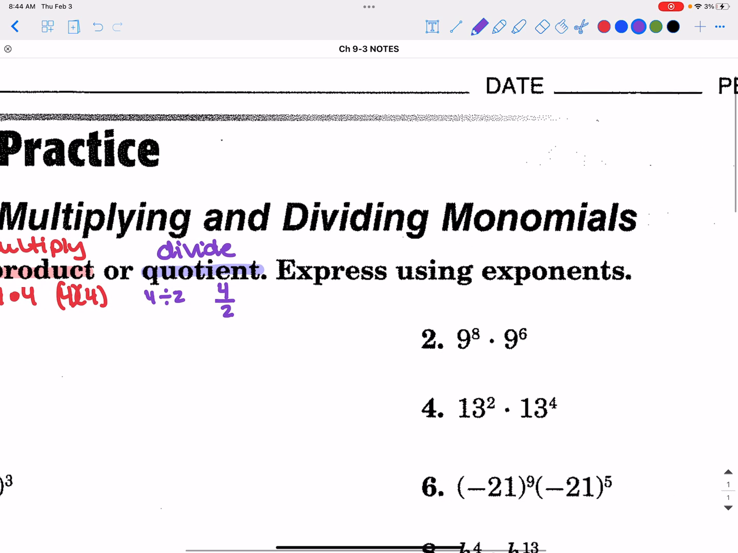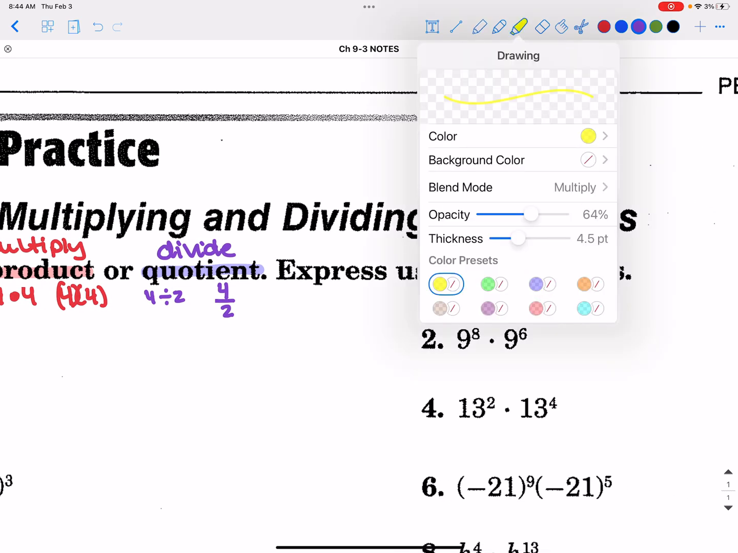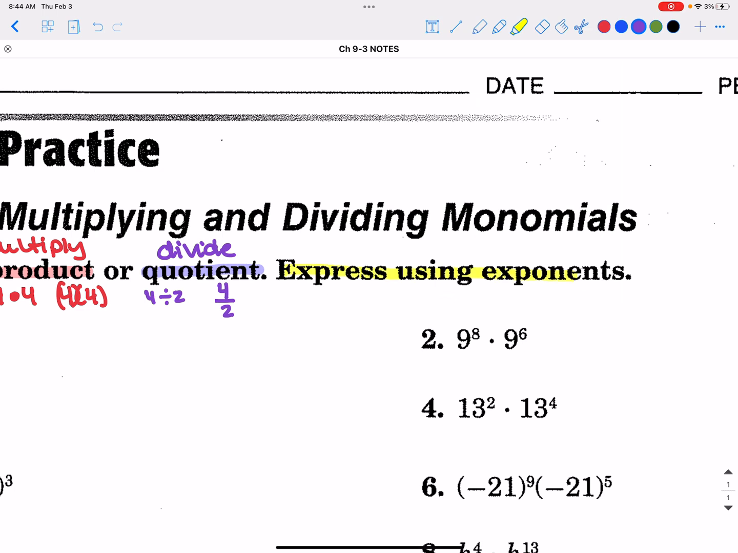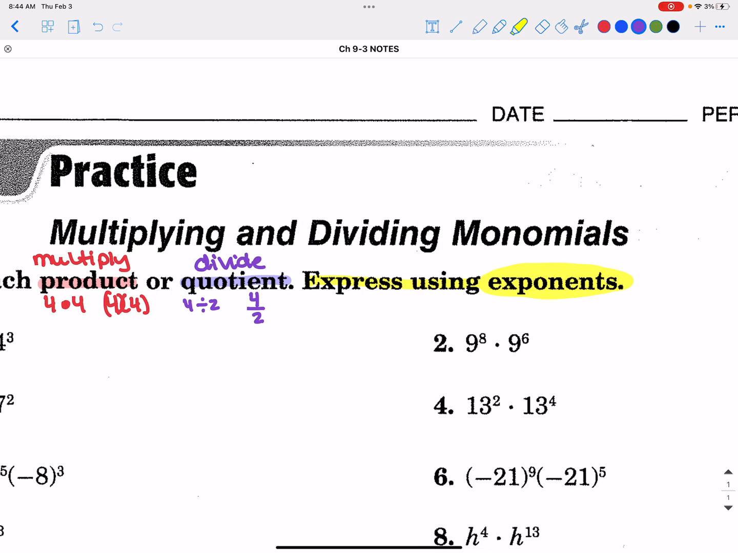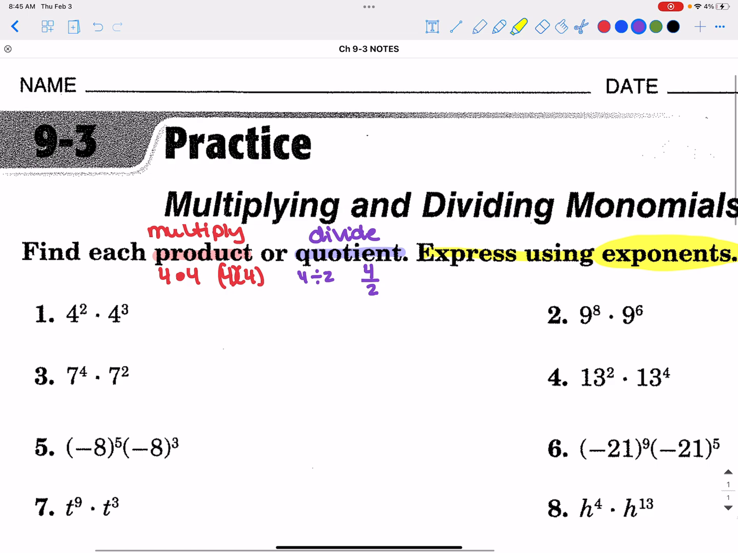The last thing I want to call your attention to here is the directions where it says express using exponents. You should be good at this already. We've done this all week. Express your answer using exponents, which means if the answer is 9 to the 4th power, we're not going to put 9 to the 4th power in our calculator and write what that equals. We're just going to leave it as 9 to the 4th power. We're going to express it using exponents. Okay, so that is just a little bit of terminology.